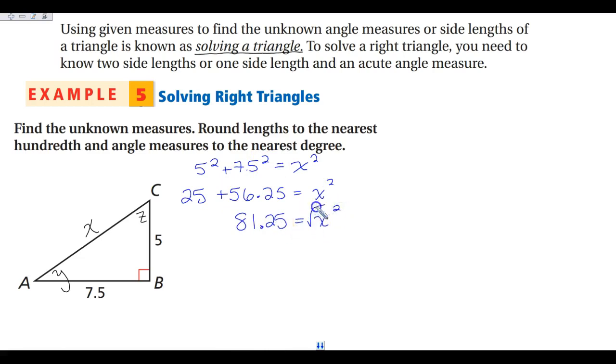And then when we square root both sides, we are rounding. This tells us to round side lengths to the nearest hundredth. So I'm going to round this to 9.01. So x is going to equal 9.01.